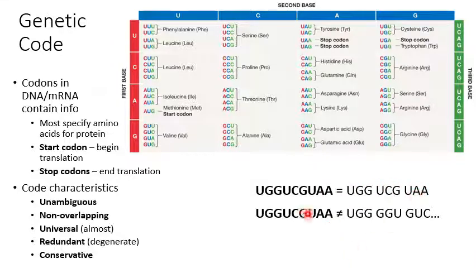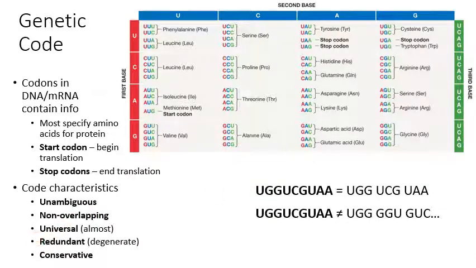If it was overlapping, after you read the UGG, maybe you would back up and read those 2 Gs again and get a GGU, and then back up again and read the GU again to get a GUC, something like that. This does not happen. It is non-overlapping, which means you always move down 3 bases to read the next codon.